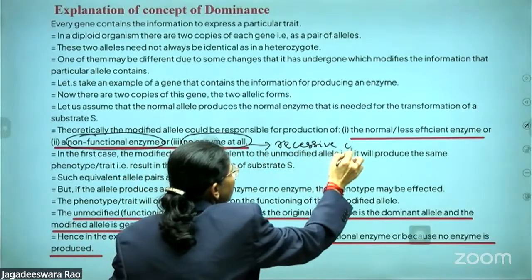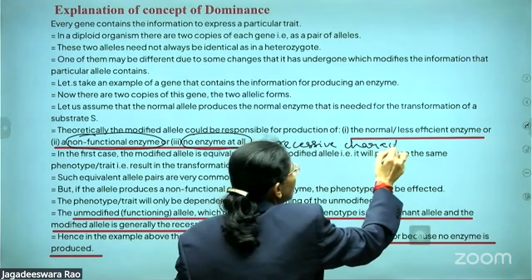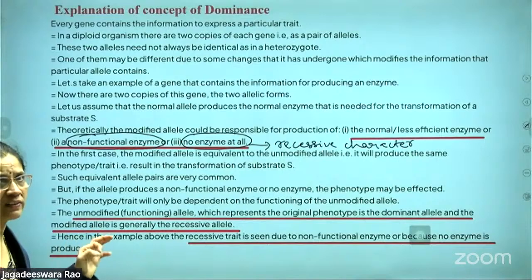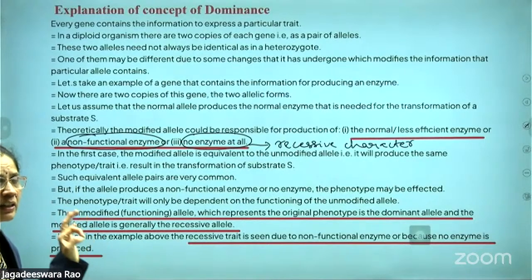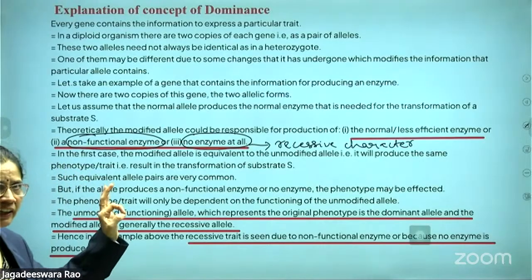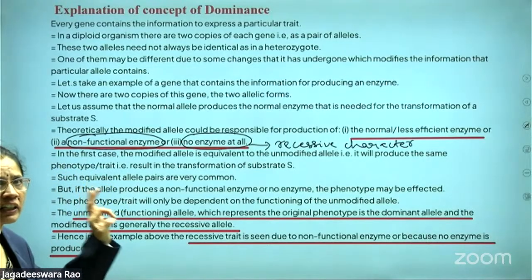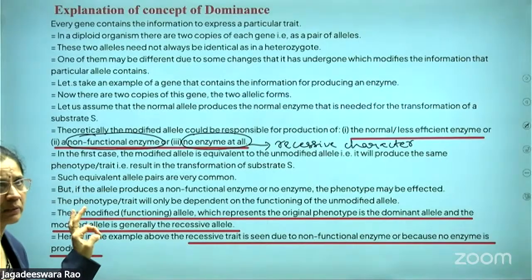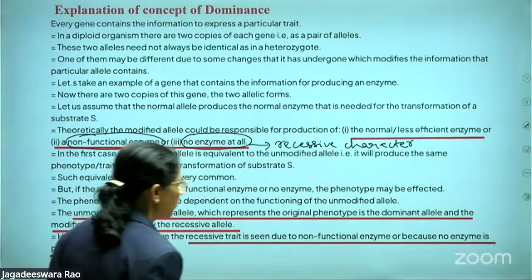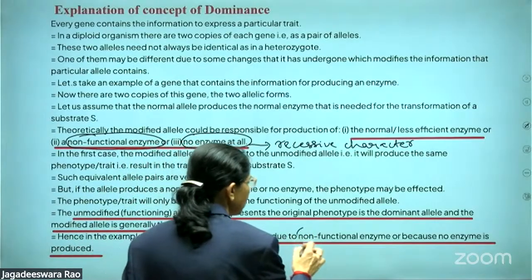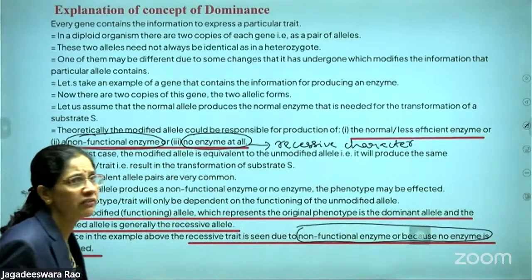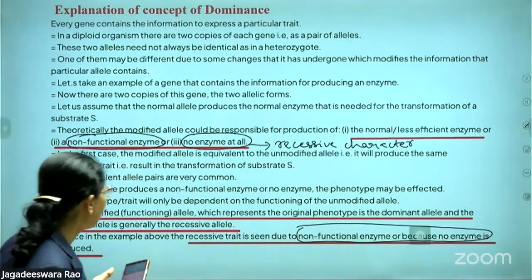Recessive character is due to what? No enzyme, production of no enzyme. There is no production of enzyme. That means the genes which are representing that character are not able to produce any enzyme. So that is the reason for a recessive trait, non-functional enzyme or no enzyme. That may be the reason for recessiveness. This is again one question.